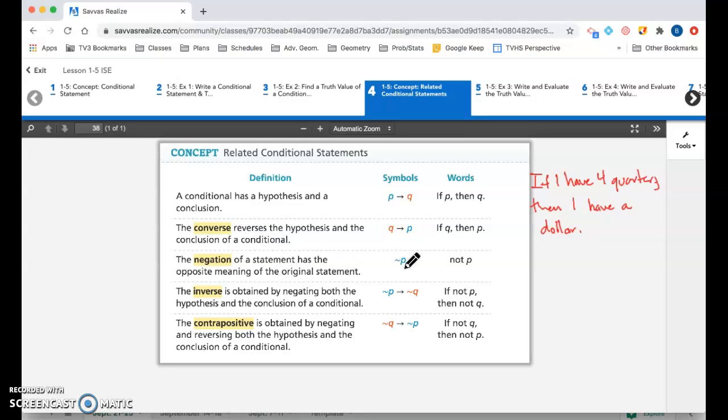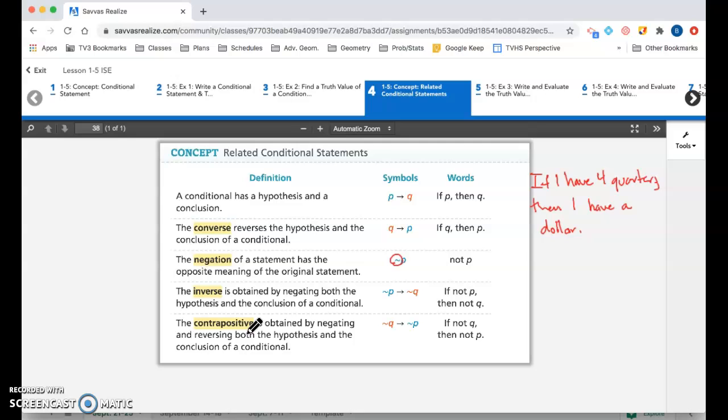Now to negate a statement, it's indicated with this little tilde symbol, which means to just say the opposite of the original statement, or not the original statement. And we use the negation in the next couple of related conditional statements. The next one we have is called the inverse. To write the inverse of a conditional statement, we keep the P and the Q in the same order, we just negate both of them. So up here, I would say, if I do not have 4 quarters, then I do not have $1. And that would be the inverse of this original statement.